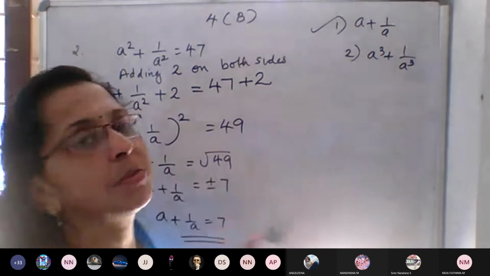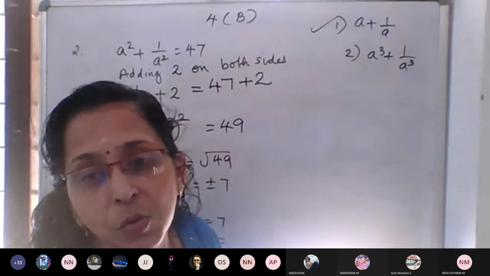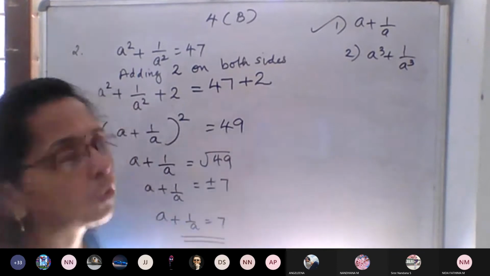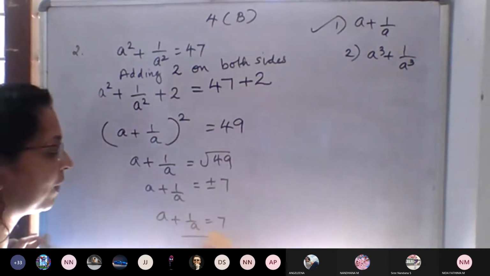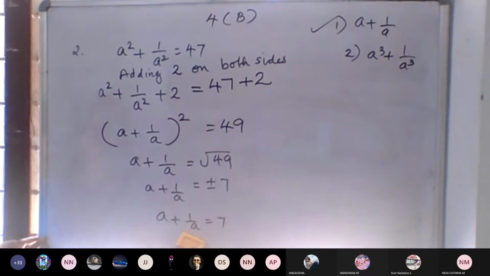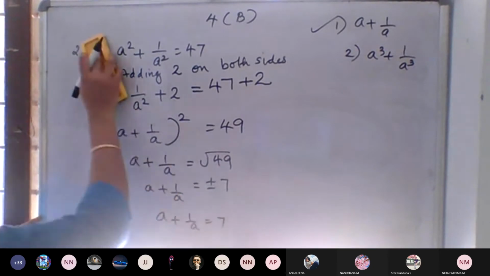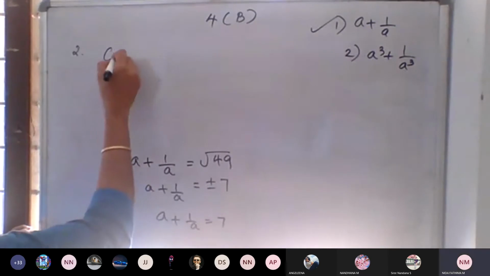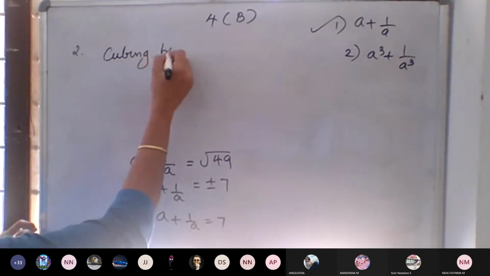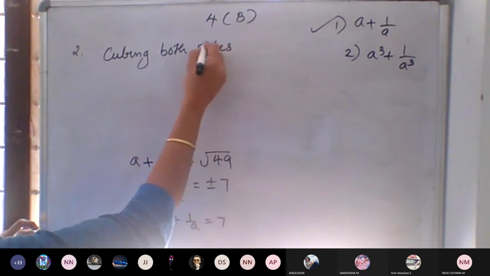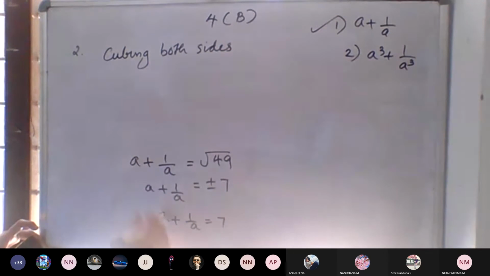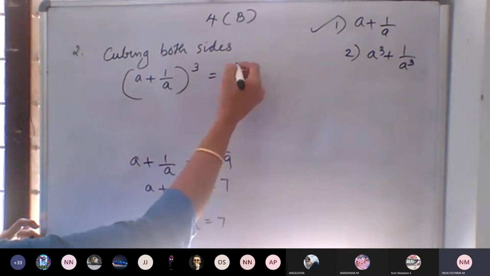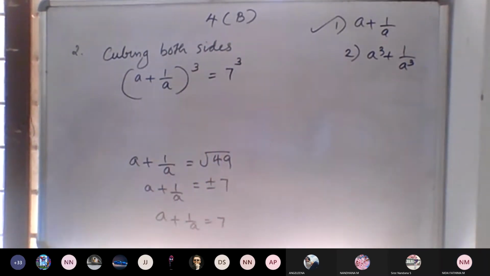If you want to get a square, we will square. If you want to get a cube, what do we have to do? Cubing both sides. We will cube. Which one do we have to cube? a plus 1 by a is equal to 7, so that we have to cube. Cubing both sides, we get a plus 1 by a the whole cube is equal to, what we do on the left side we have to do on the right side also, 7 cube.